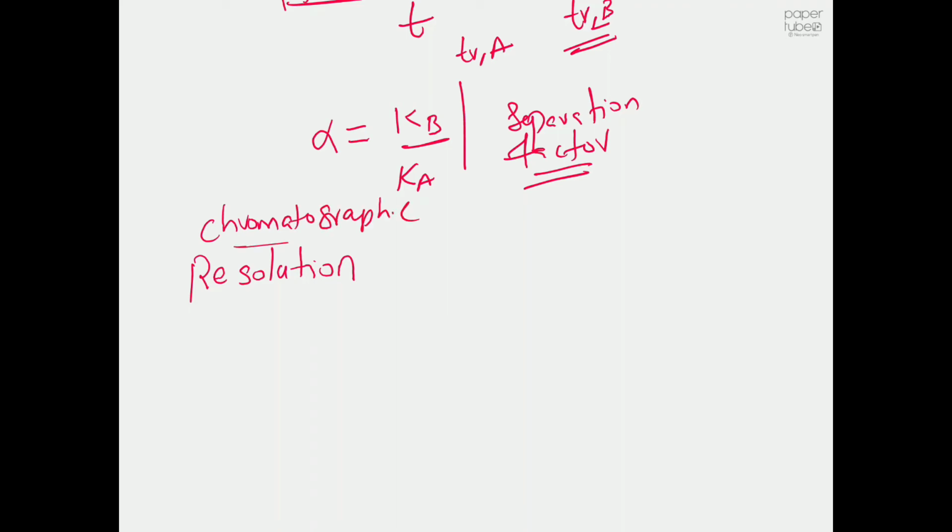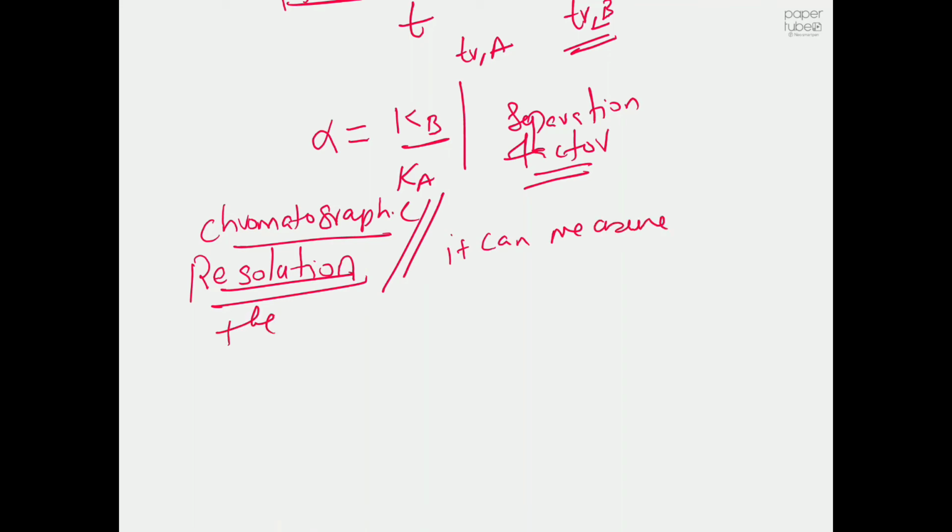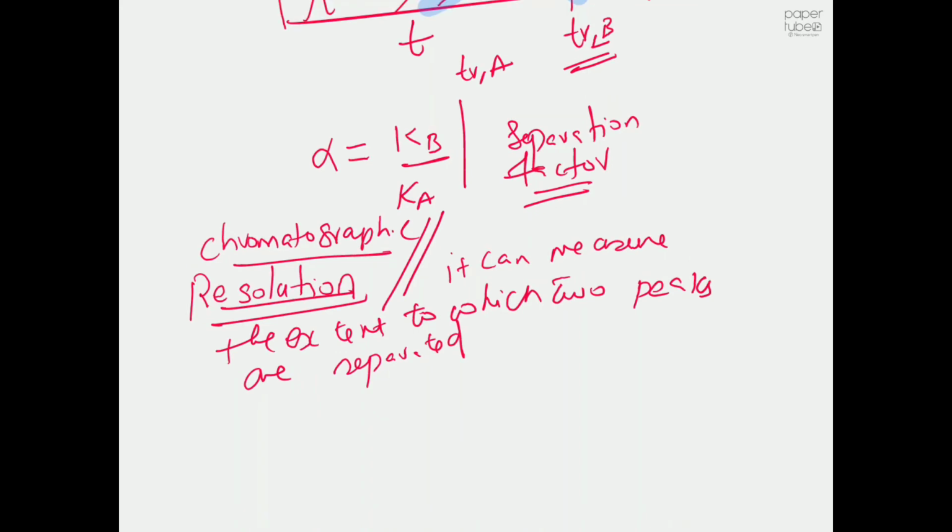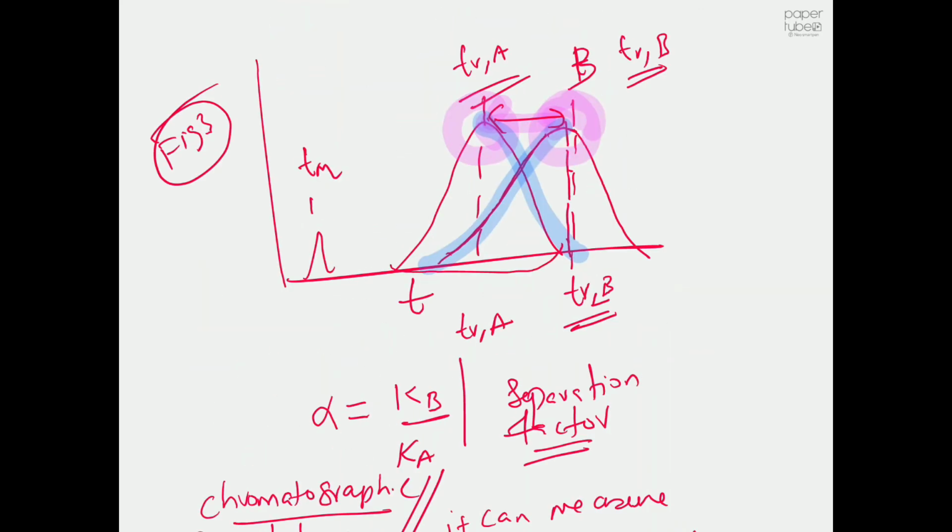Chromatographic resolution, something like that. So what is this chromatographic resolution? It can measure the extent to which two peaks are separated. Or if you want, we can say this one factor can characterize how well the two peaks are separated from each other. And it also takes into account the width of each peak.